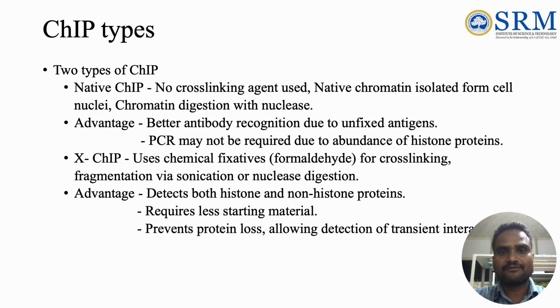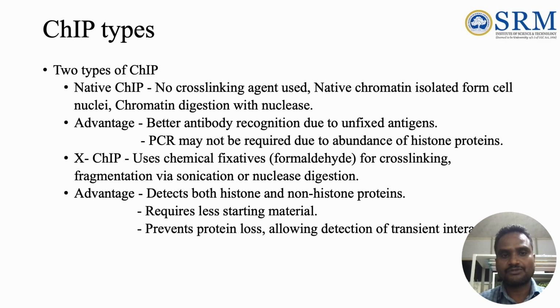ChIP can be performed using 2 different approaches based on whether a cross-linking agent is used. The first approach is native ChIP. No cross-linking agent is used. That means proteins remain in their natural state. The chromatin is directly isolated from cell nuclei. Nuclease enzymes are used to digest chromatin into smaller fragments.